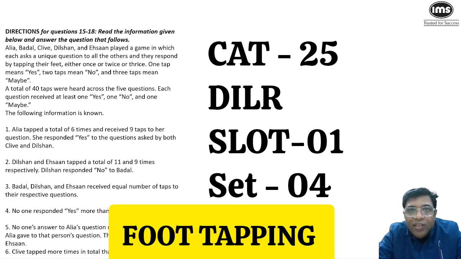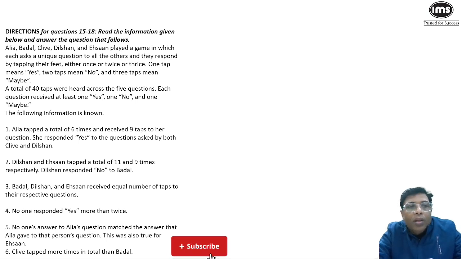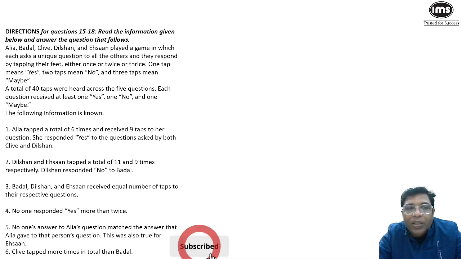Everyone, let's discuss set number 4, slot 1 CAT 2025. Let's read the information given in the set. A, B, C, D, and E played a game in which each asked a unique question to all the others, and they respond by tapping their feet, either once or twice or thrice. So there are three possibilities.